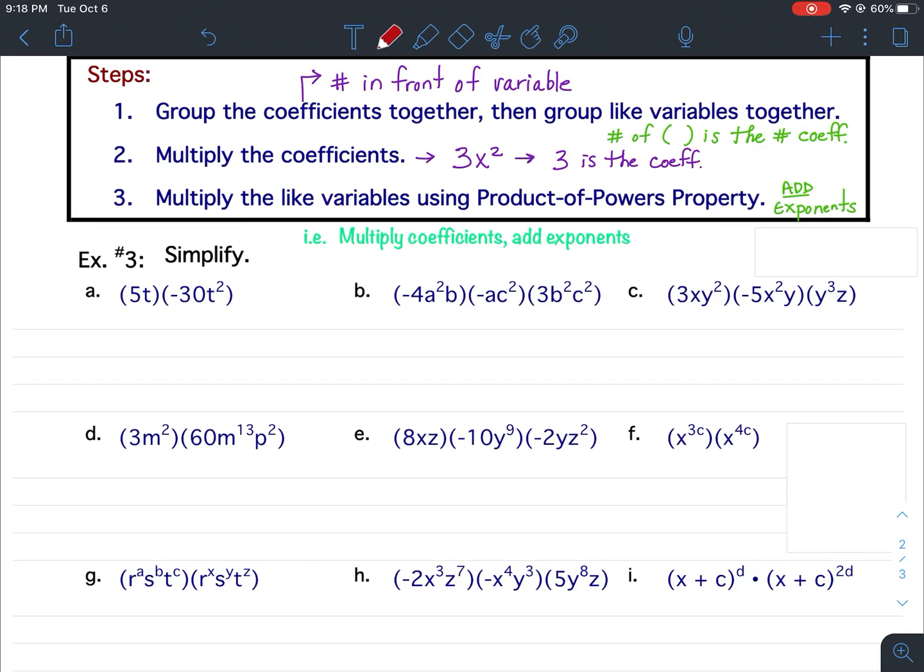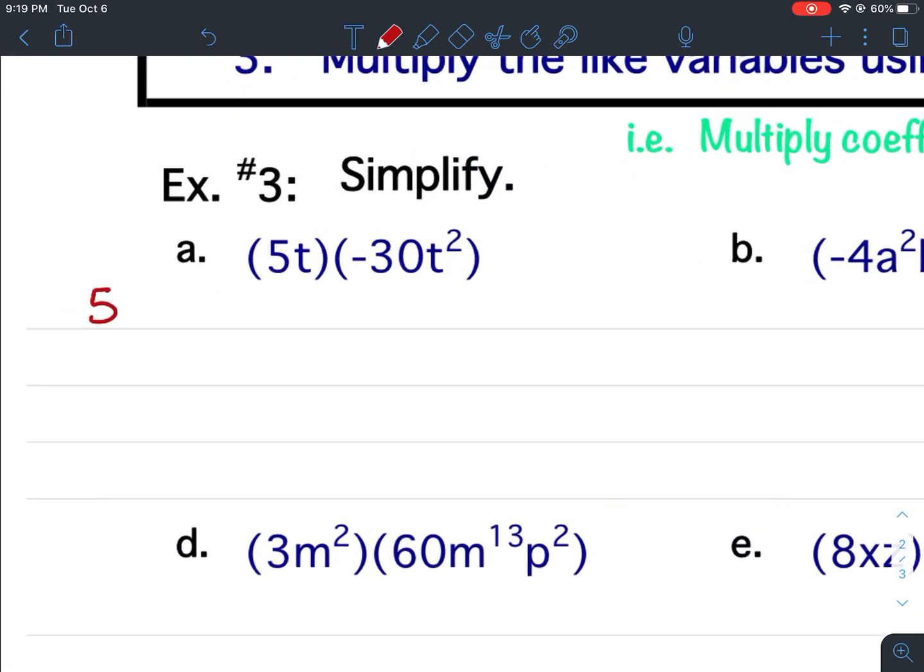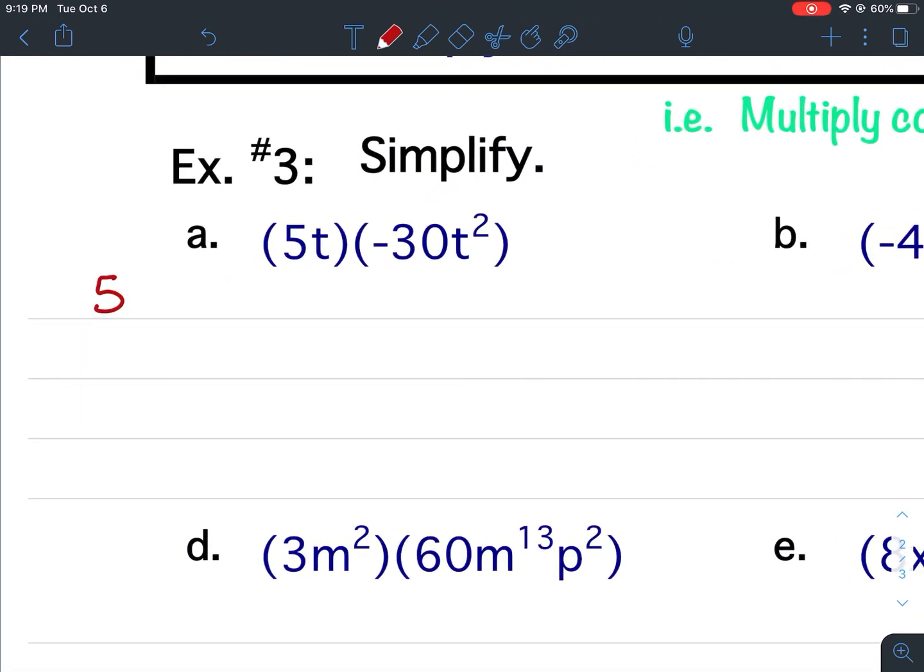Okay, what is the coefficient of the first monomial? So again, this would be the first monomial, and that would be the second monomial. What is the coefficient of the first monomial? That would be a 5. What is the coefficient of the second monomial? That would be negative 30.